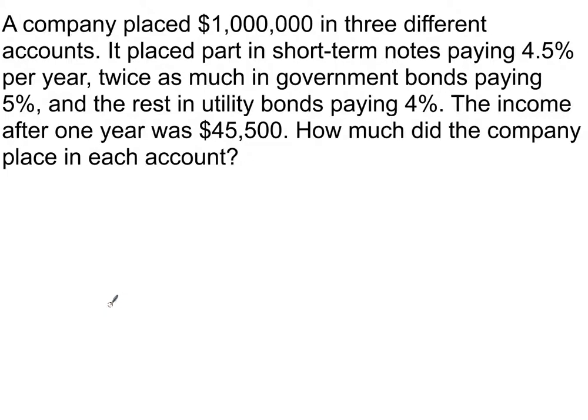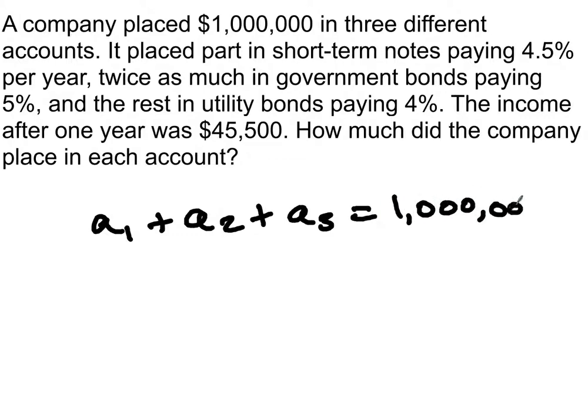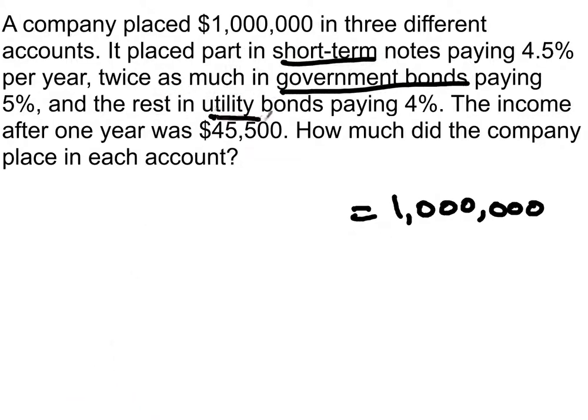Okay, so you've got several different equations here. You've got some amount, we'll call accounts: account 1 plus account 2 plus account 3. Your different accounts total $1 million. So you had 3 accounts, $1 million total. Actually, let's use better variables. We've got short-term notes, government bonds, and utility bonds. So I'll say short-term plus government bonds plus utility bonds is equal to $1 million.